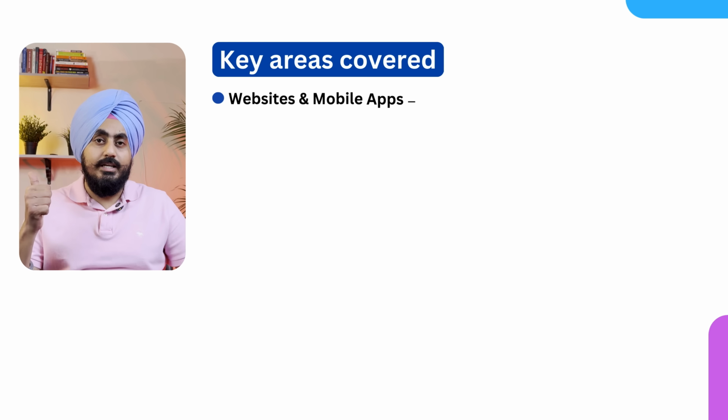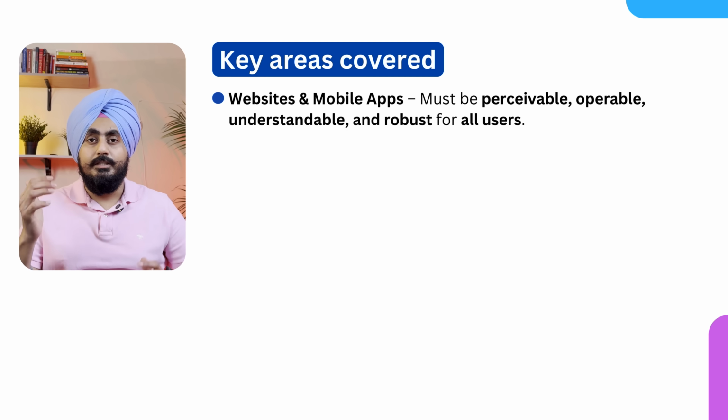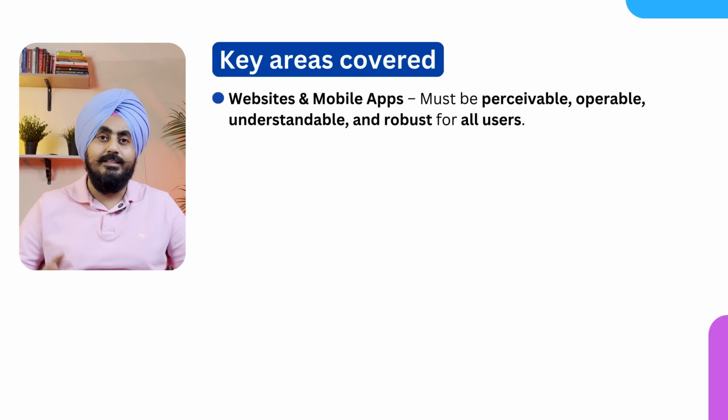Now let's talk about the compliance. To comply with the EAA, business must ensure that their digital products and services follow the EU accessibility standards. Key areas covered are website and mobile applications. It must be perceivable, operable, understandable, and robust to all users. And these are the 4 principles on which WCAG or Web Content Accessibility Guidelines is based on.